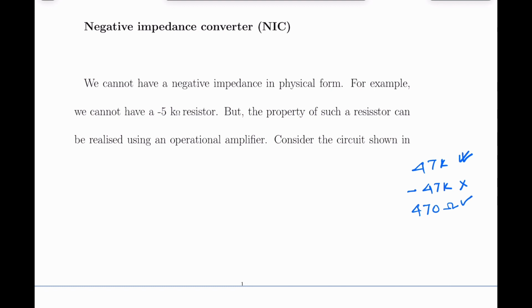But if you want a resistance of minus 470 ohm, you cannot have it, because negative impedance in physical form is not available. They cannot be realized in practice, but they can be realized by using a circuit known as negative impedance converter that uses an operational amplifier.